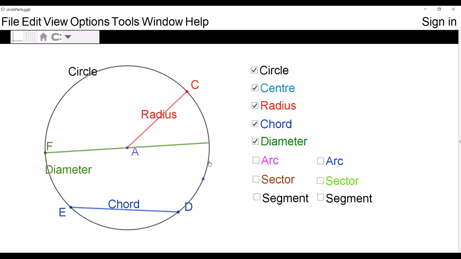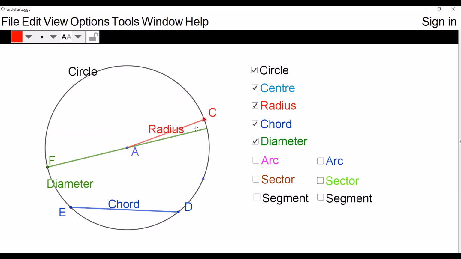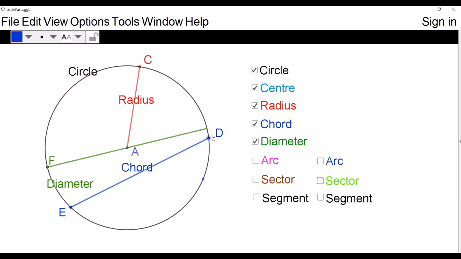The diameter. A diameter is a line segment that joins any 2 points on the circle, but goes through the center. So this is the diameter, and we can see here that the diameter is 2 radii. We can also see that a chord can be the diameter. So the diameter is in fact the longest chord.